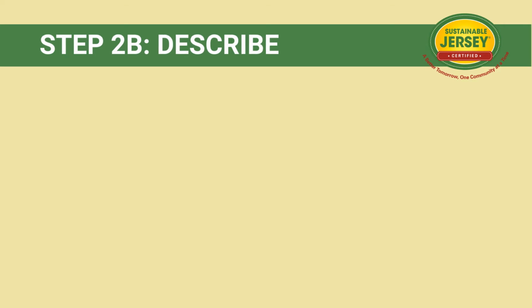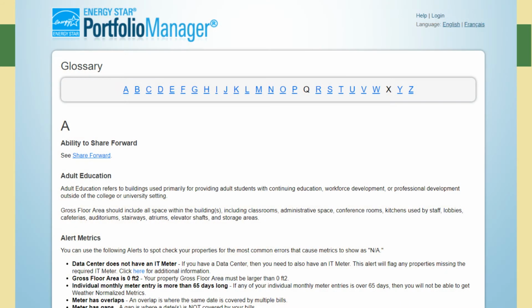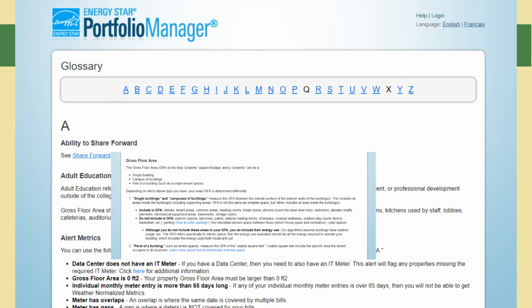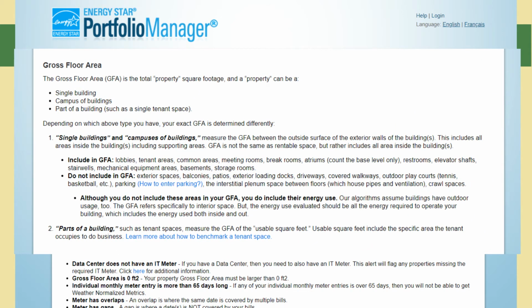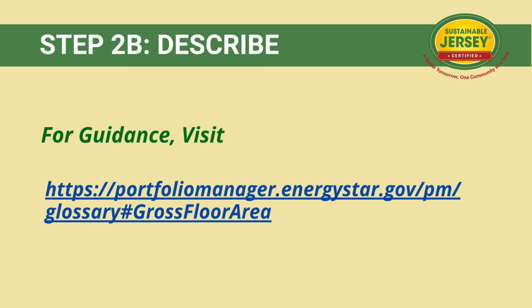The gross floor area, or GFA, is the total property square footage. A property is typically a single building or part of a building, such as a single tenant space. Depending on which type you have, your exact GFA is determined differently. For a guide on how to measure gross floor area, you can look at the Portfolio Manager glossary, where GFA is defined as well as how to measure it for each property type. You can see that at the URL shown here.